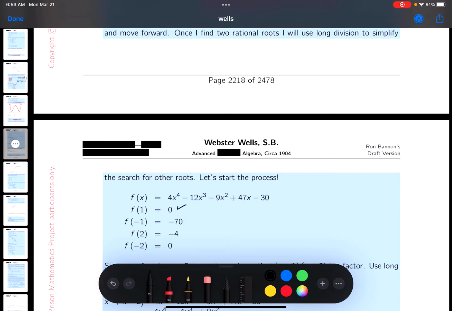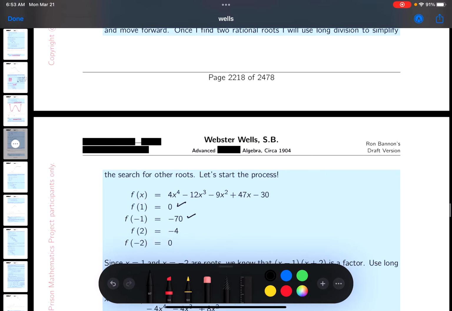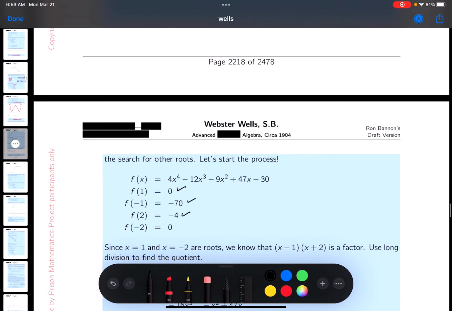What I want to claim is that if you test out an easy one, like 1, you get 0. So that's pretty easy. Then -1, although unproductive, you get -70. It's easy to do, by the way, but it's not productive. And f of 2, you're going to get -4. And then f of -2, you get 0. So immediately what I know is, and again, it wasn't much testing.